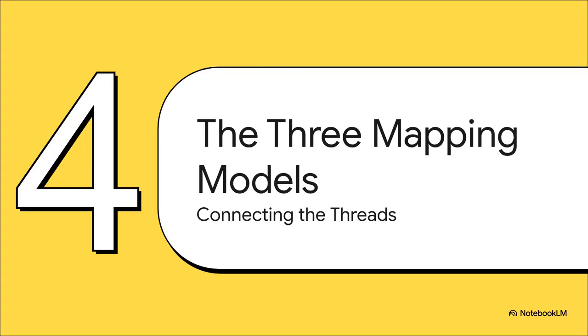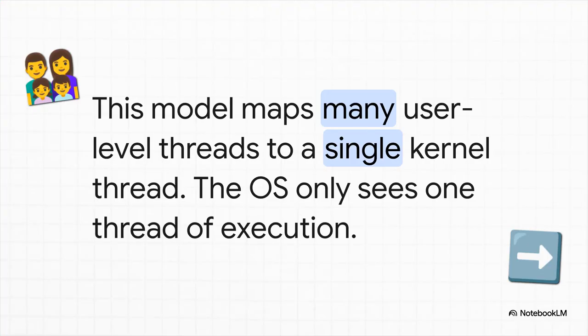So we have these really fast application-level threads, and then we have these powerful OS-level threads. The real million-dollar question is, how do they work together? Well, operating systems use three main strategies, or models, to map one to the other. The first approach is called the many-to-one model.